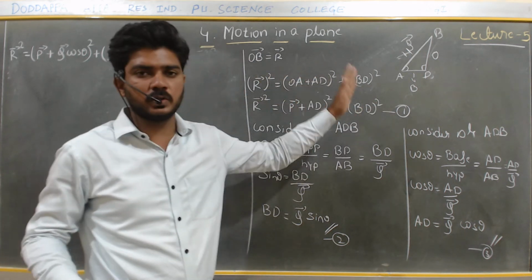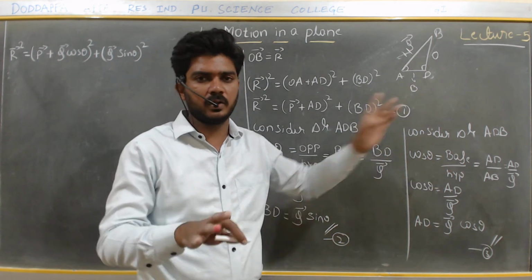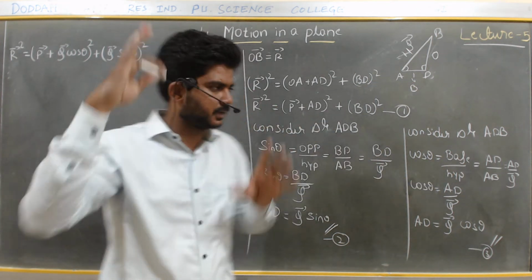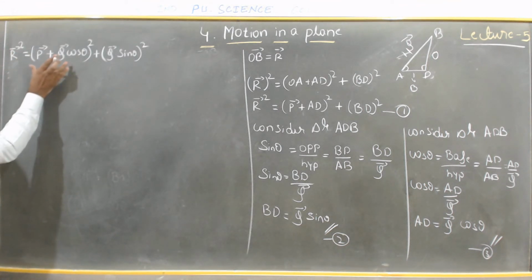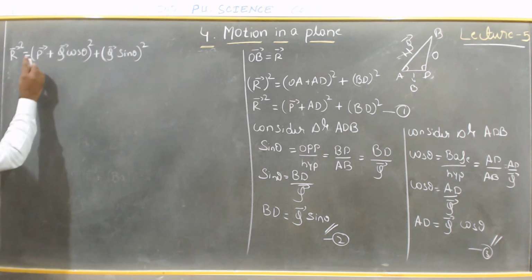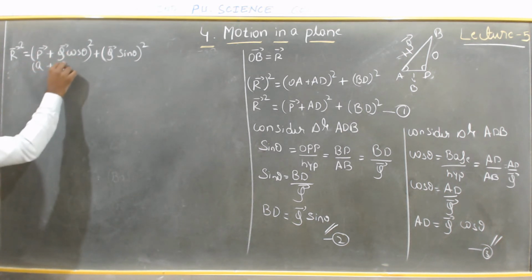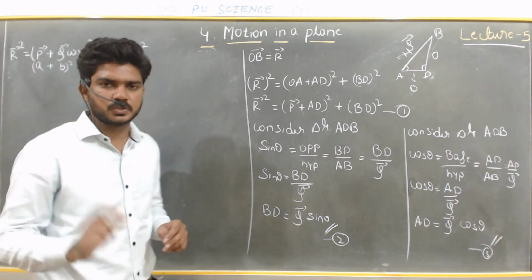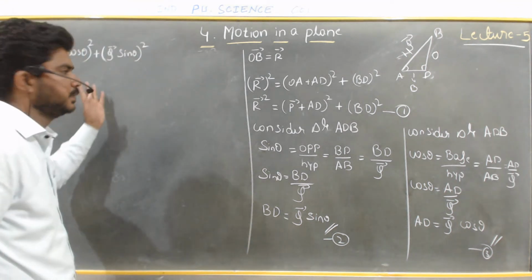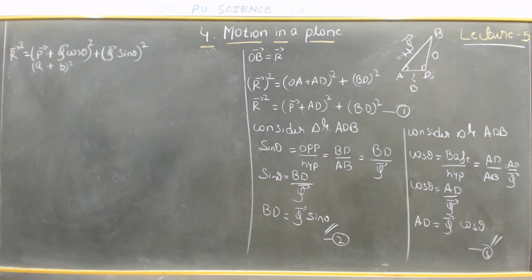Here also we are doing a derivation with the help of a triangle. Again, this is in the form of a plus b whole square. In place of a we have P, and b value is Q cos theta. The formula for a plus b whole square is a square plus b square plus 2ab. So apply that formula, and next Q sin theta square is there. You can write it easily.